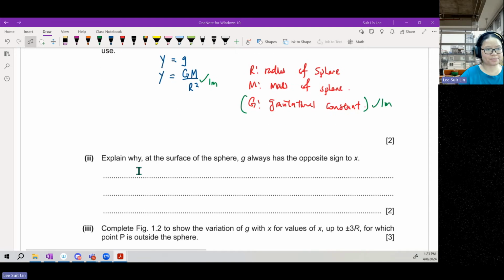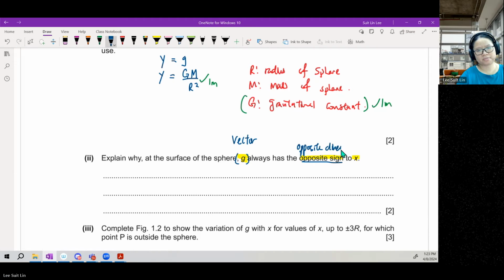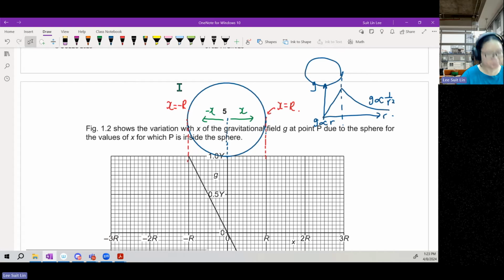Okay, moving on. Explain why at the surface of the sphere, g always has opposite sign to x. So your gravitational field strength g is a vector. So opposite sign to x means opposite direction. But why is it opposite direction? Well, let's look at the diagram.